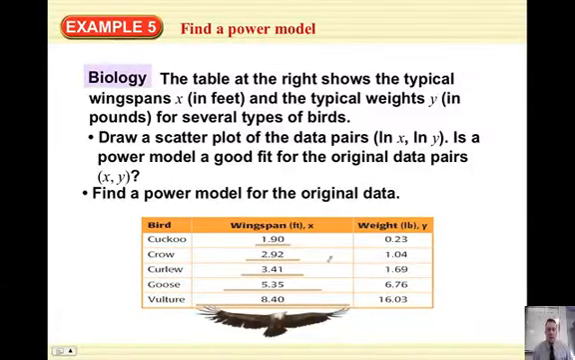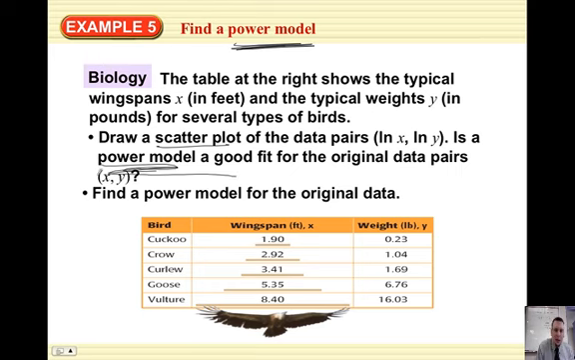Alright, the last part of this section, so it's calculator. Find a power model. Same thing as when we found the exponential model, because they give us a table here. It talks about the typical wingspans and the typical weights of these birds. So it says: one, draw a scatter plot of the data pairs, and what is a good power model that fits this data right here?